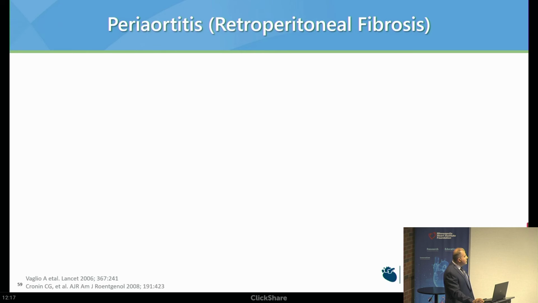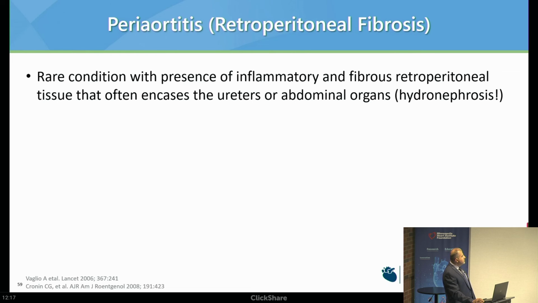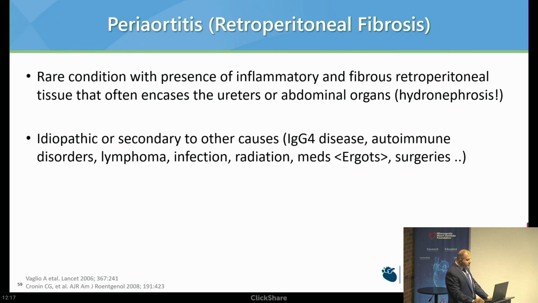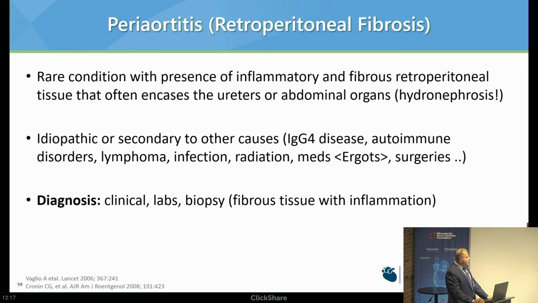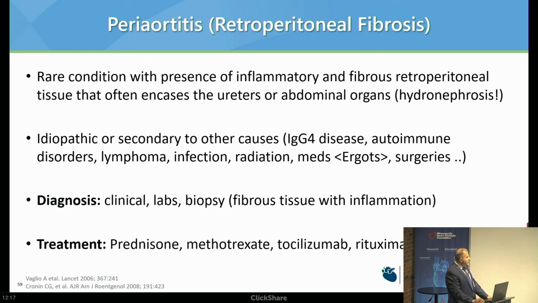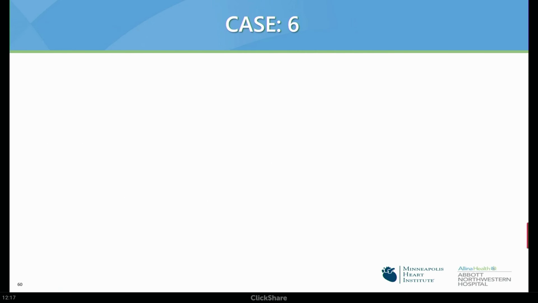So what is periaortitis or retroperitoneal fibrosis? It's a rare condition. You have a combination of inflammation and fibrosis in the retroperitoneal space, and that inflammation encases the ureter and other abdominal organs. It could be primary by itself, or it could be secondary to IgG4 disease, like we saw in the previous case, or other autoimmune disease, or even lymphoma. Diagnosis is based on clinical findings, labs, and biopsy, and treatment is with prednisone, methotrexate, tocilizumab, and rituximab.